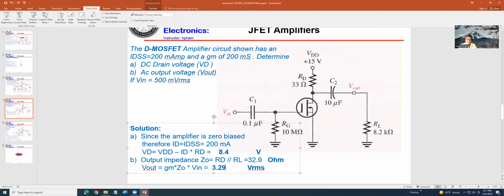So on the final, if I give you a calculation, I give you the formula. The thing is you don't have enough time if you're looking for the formula.